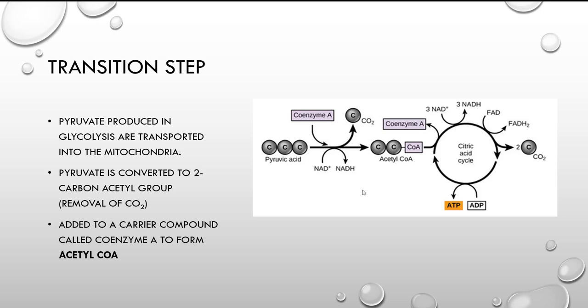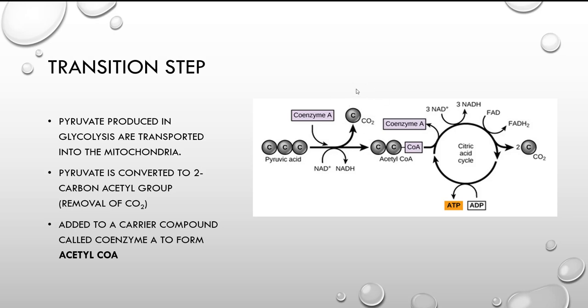And this transition step involves basically a coenzyme. A coenzyme is basically just something that attaches to a molecule, but it doesn't really change the rest of the molecule in any way. So pyruvate will undergo a reaction where it will lose a carbon, and by doing so it loses carbon dioxide. So one of the carbons gets released as carbon dioxide.